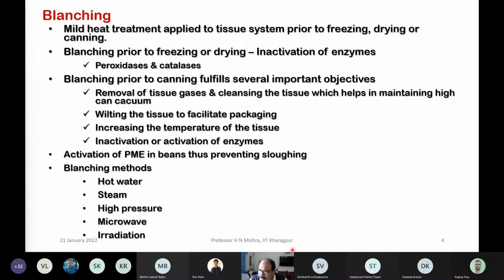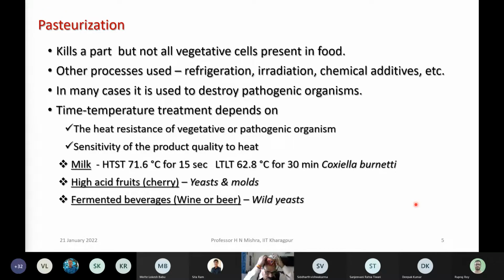Does anyone have any query about blanching? Or cooking or blanching, so far we discussed, any observation, any comment, any question? No? Okay, no question, we'll proceed further.